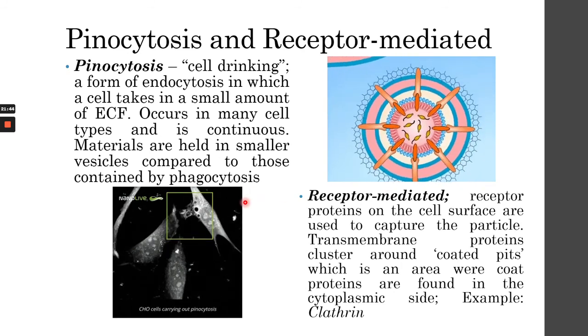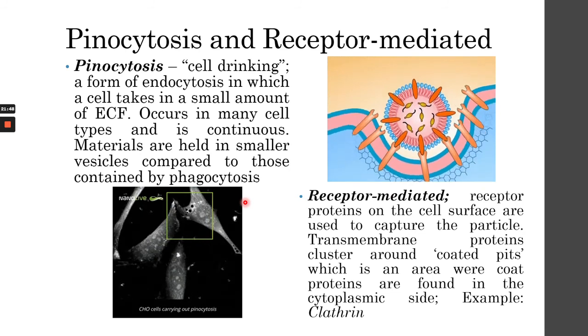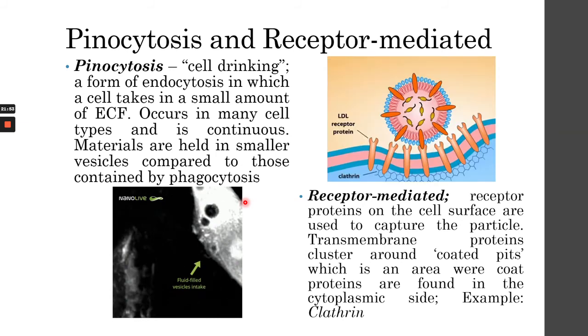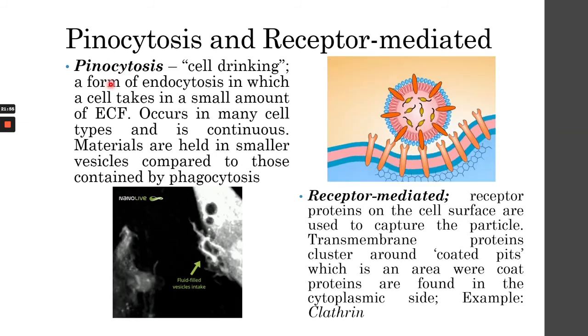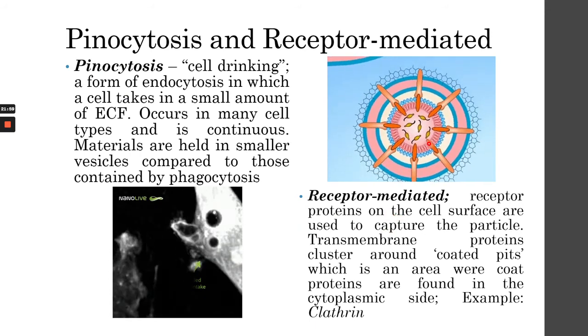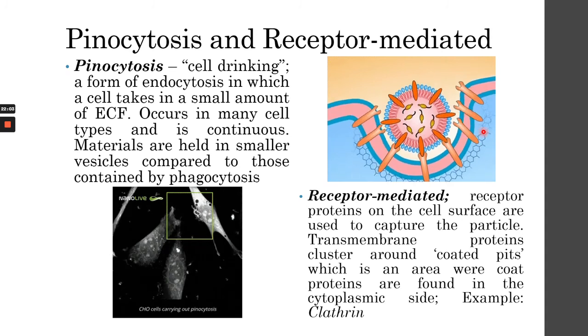So far we've discussed endocytosis. And for summary, endocytosis is basically putting things inside the cell via phagocytosis, which is cell eating, pinocytosis, which is cell drinking, and receptor mediated, wherein the cell takes materials with the help of receptor proteins.